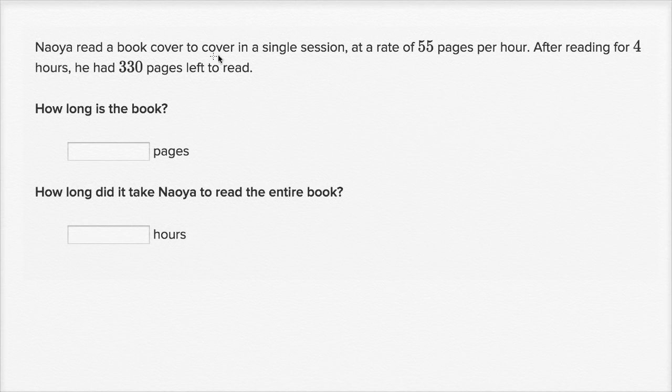Naoya read a book cover to cover in a single session at a rate of 55 pages per hour. After reading for 4 hours, he had 330 pages left to read. How long is the book in pages, and how long did it take Naoya to read the entire book?